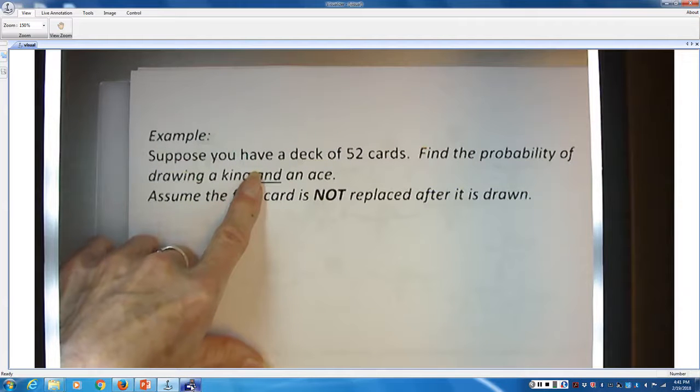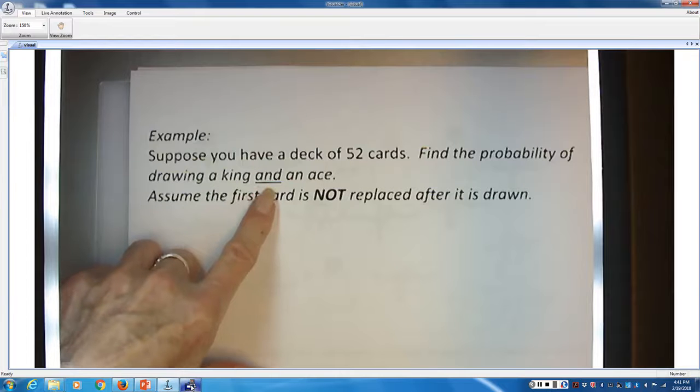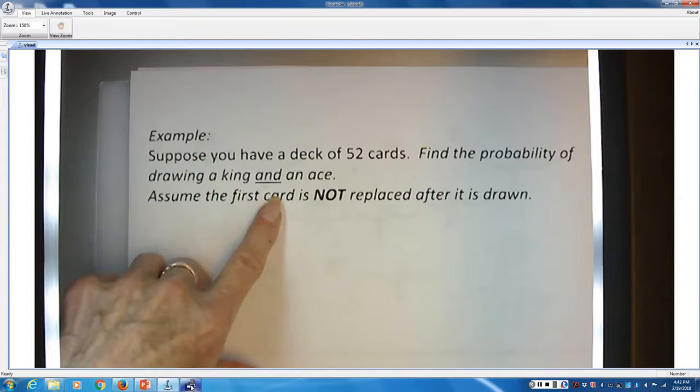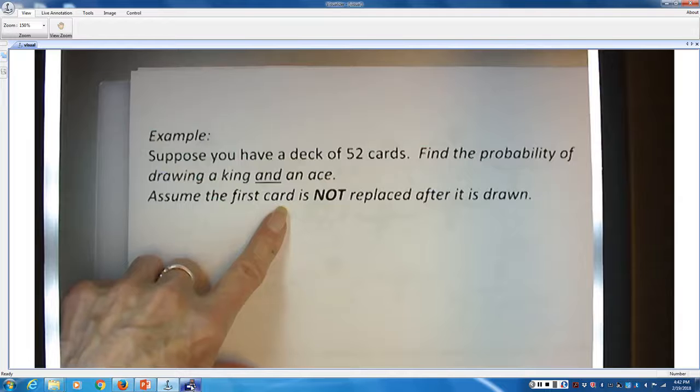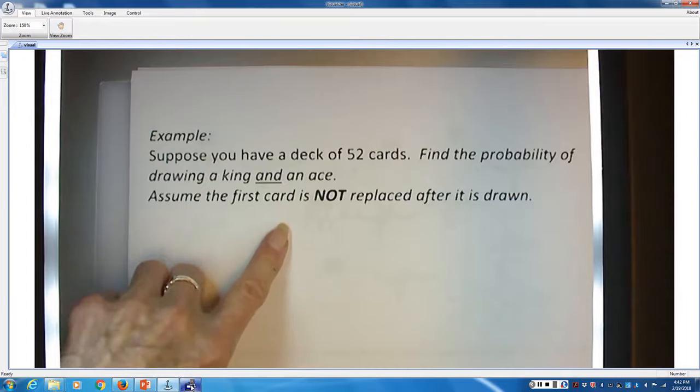If you are someone that is not familiar with cards, don't play cards, you don't know anything about cards, you can send me a text and let me know, and I'll explain to you some things you need to know about cards, because not everybody does.